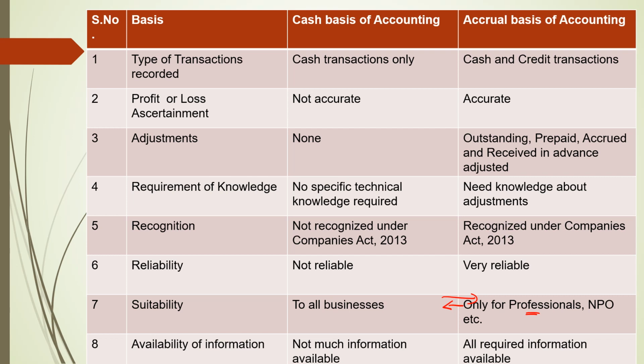So from this distinction, I hope the difference between cash basis and accrual basis of accounting is much clearer to you. So from this, what do we conclude? That accrual basis of accounting is a better and scientific method and also recognized under the Companies Act. So it is better to follow accrual base of accounting so that you get the accurate amount of profit or loss, and also you will get a true and fair view of the position of the business. The financial performance of the business would be more accurate and reliable.